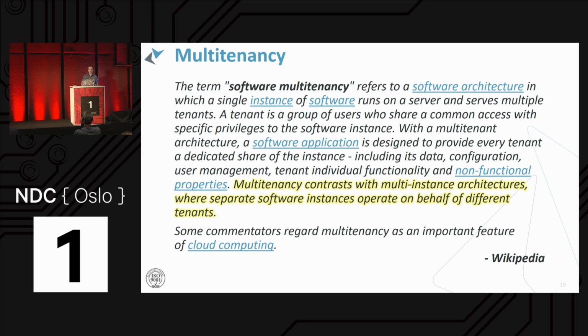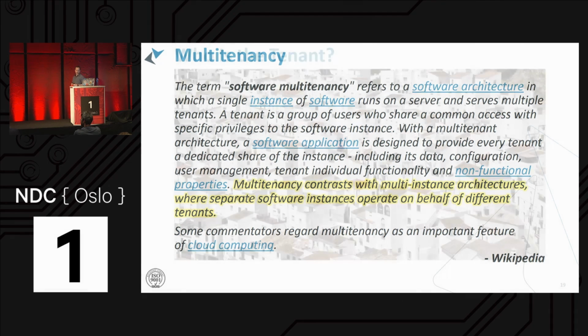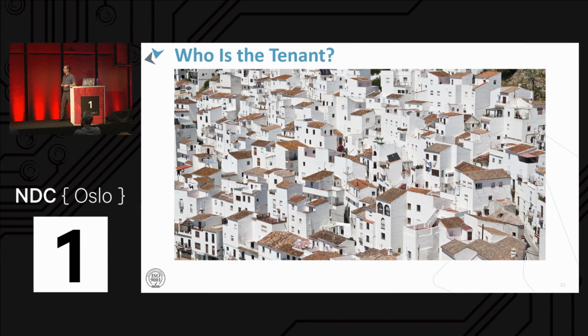So we described what multi-tenant systems are, and we described what a tenant is, but who is the tenant? Let's say this is our system, these are our customers, and let's say that the building that's now marked on the slide is an organization. Is an organization necessarily our tenant?